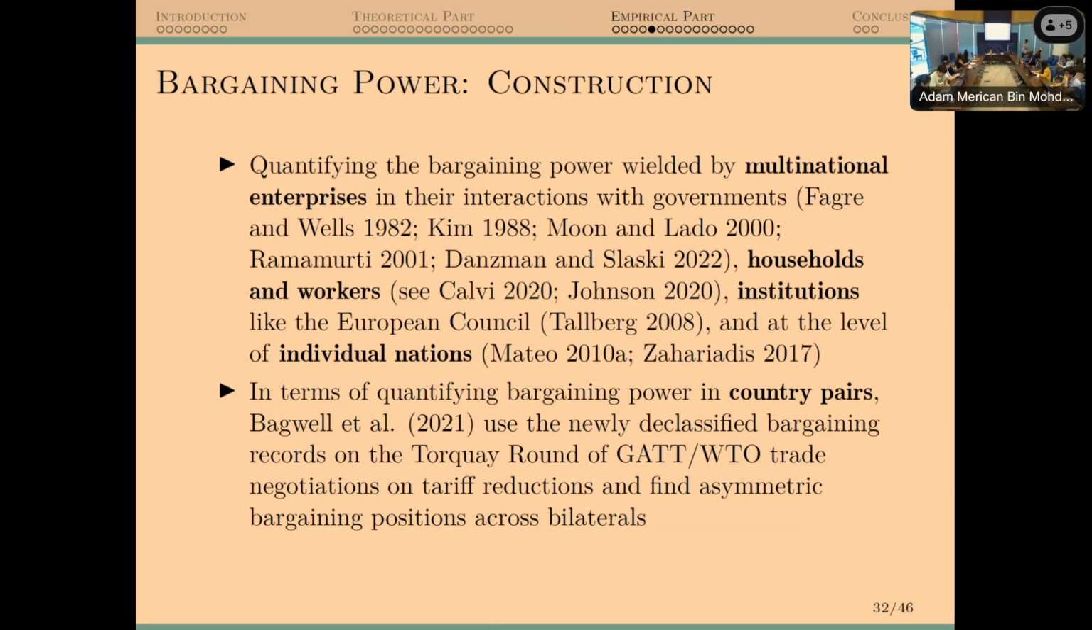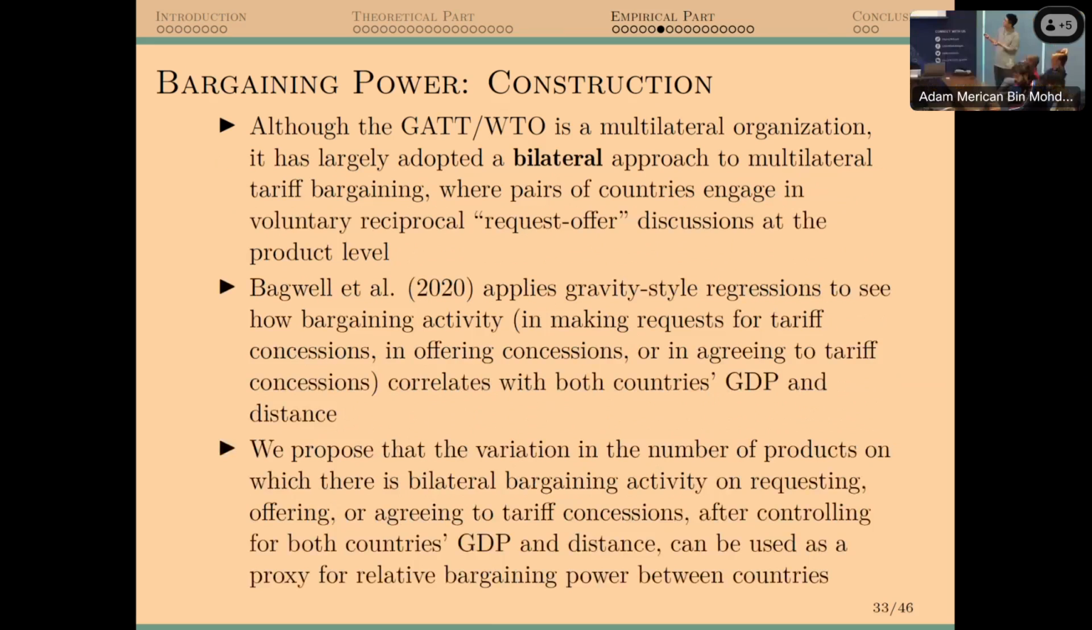Even though the WTO is a multilateral organization, we argue that the country pairs approach the request-offer discussion on the product level. It is a multilateral organization, but country pairs negotiate the tariff reductions separately. That's why Bagwell used a gravity-style regression to see how the bargaining activities correlate with GDP and distance. The gravity model tells us that trade between two countries can be determined by GDP and the distance between the two countries, and Bagwell used that to explain the bargaining activities instead of trade volume. Okay, so for the bargaining activities, we have three different types. The first one is making requests.